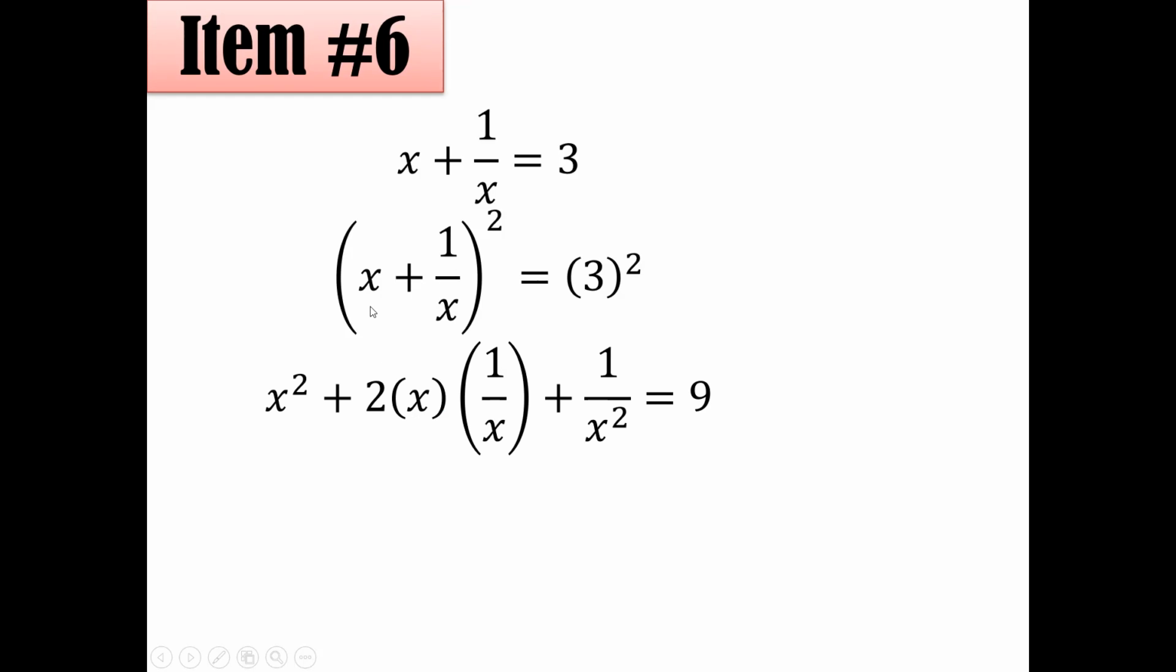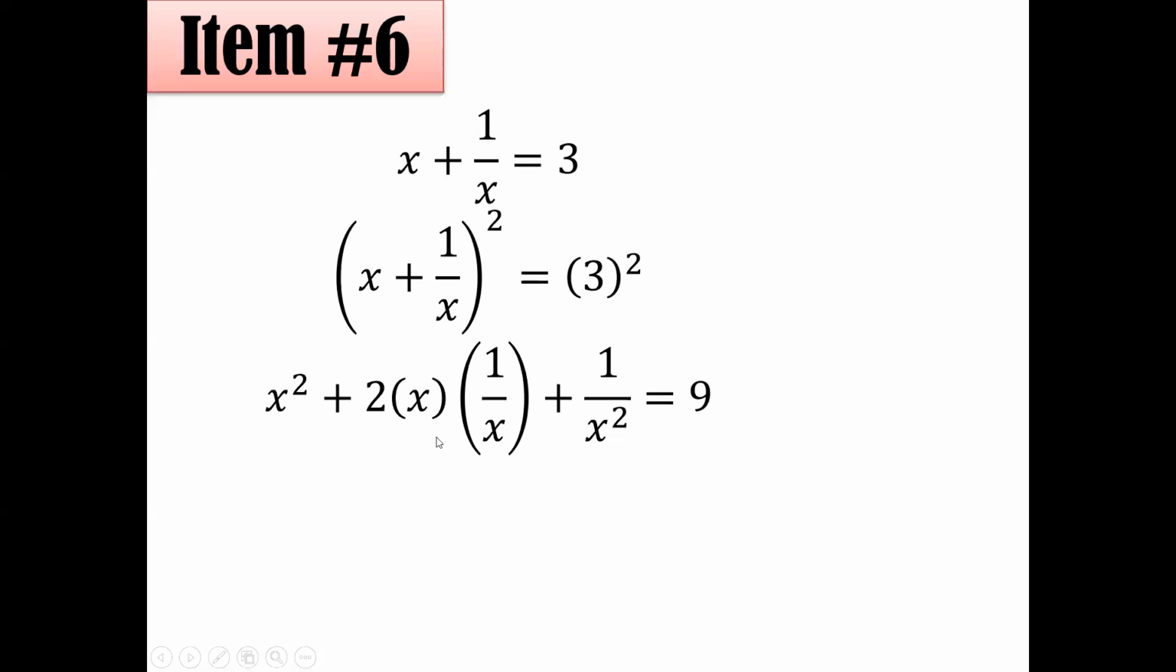That's why I have 2 times x times 1 over x, plus the square of your last term. The square of 1 over x is 1 over x squared, equals the square of 3, which is 9. That's why that is our equation. Now, look at the second term of the left side. What is the simplified form of 2 times x times 1 over x?